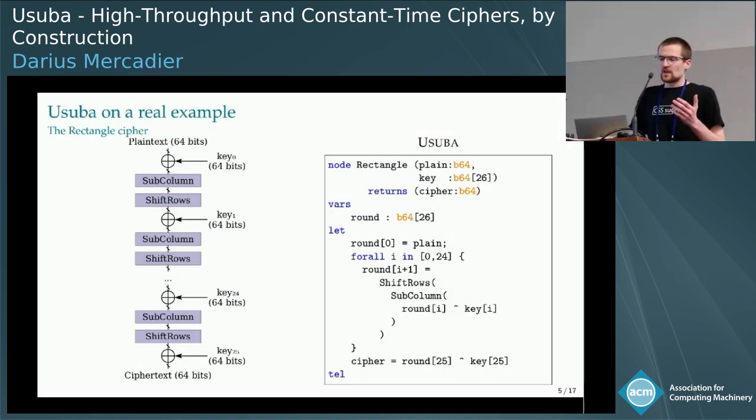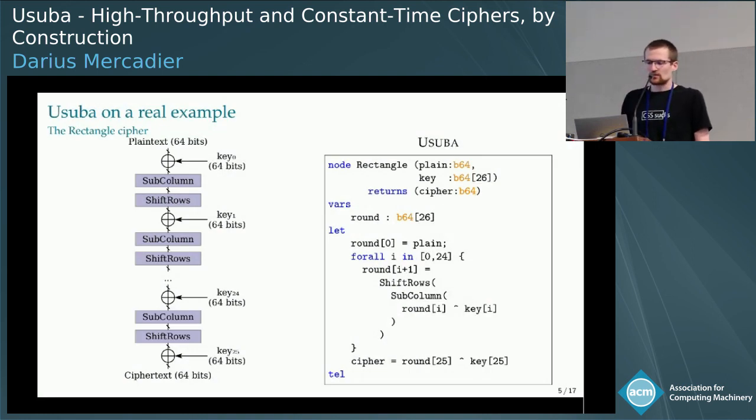So you see Rectangle takes a plaintext on 64 bits and a bunch of keys on 64 bits. You can find them in Usuba typed as B64, so 64 bits. And then Rectangle XORs the plaintext with the first key, calls a function called SubColumn, then ShiftRows, and does that 25 times to finally get the ciphertext. And you can find this in the Usuba code with the for loop, which calls ShiftRows, SubColumn and XOR with the key.